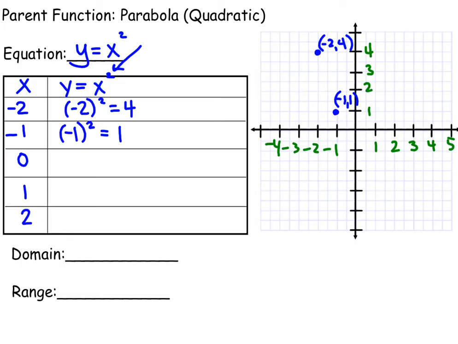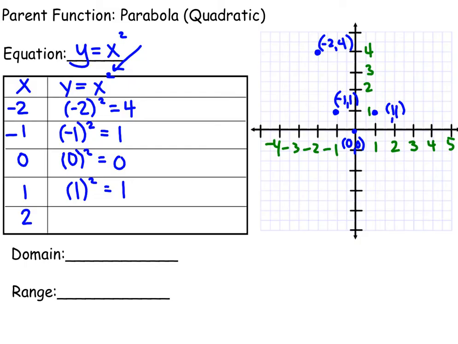Back to our table. 0 squared. 0 times 0 is 0. So we'll graph it at 0, 0, the origin. Label that point. And to 1. 1 squared, 1 times 1 is 1. So we're going to go right 1, up 1. Label the point, 1, 1.